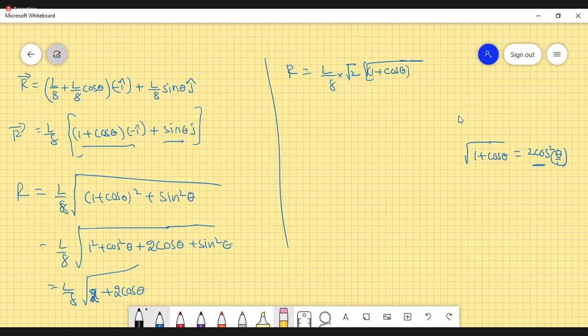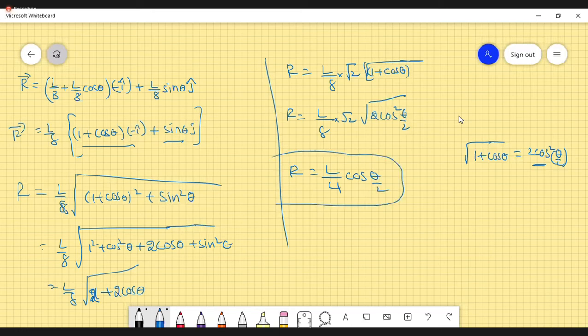Right, if you substitute, then L by 8 root 2 into square root of 2 cos square theta by 2. Root 2 into root 2 is 2, 2 by 4, that is L by 4. L by 4 cos theta by 2. Correct, sir. That is the fourth option.